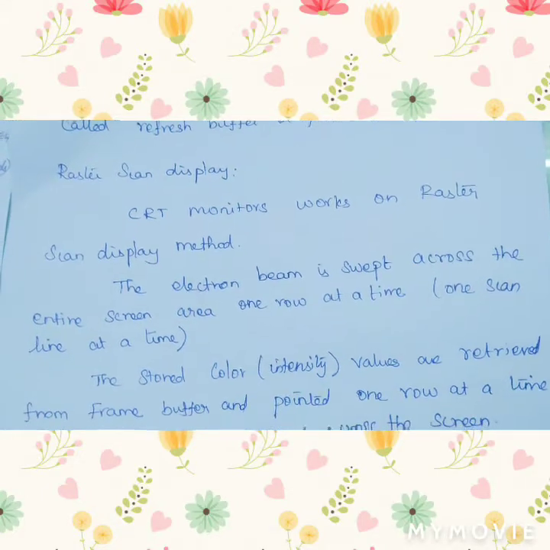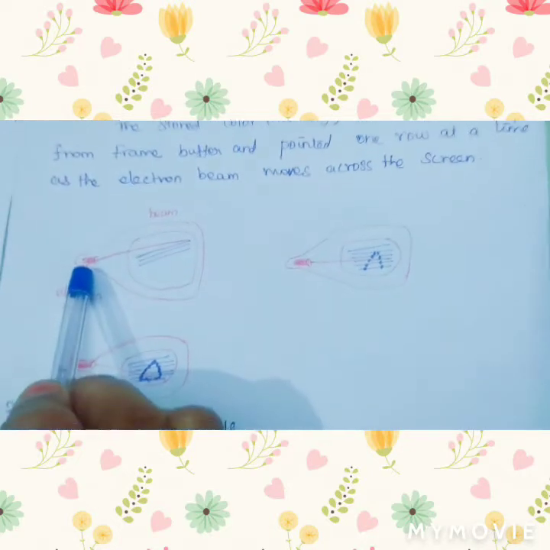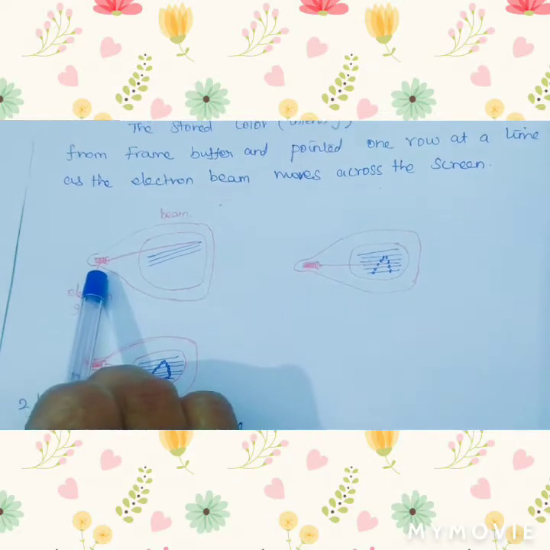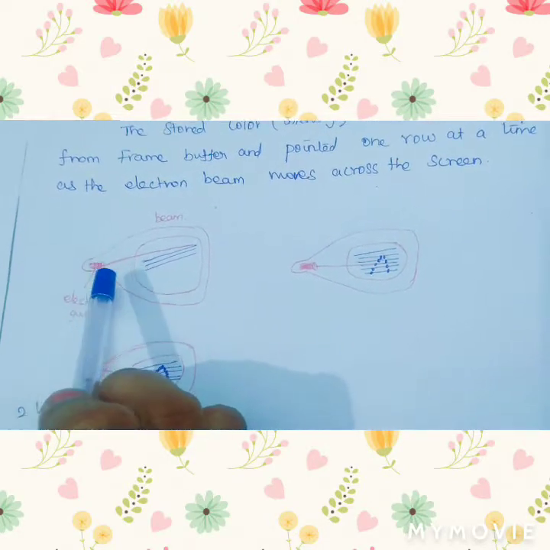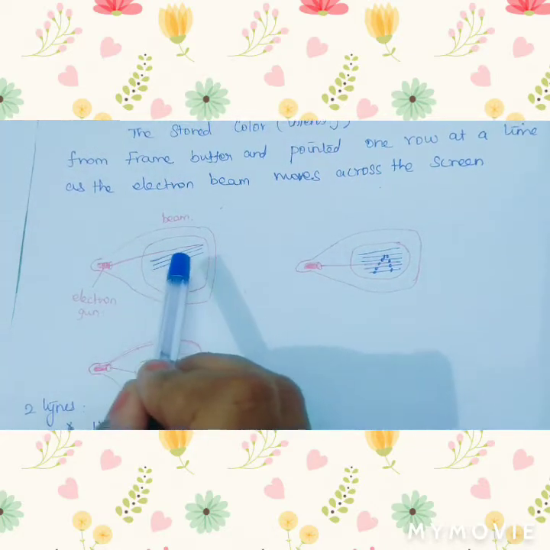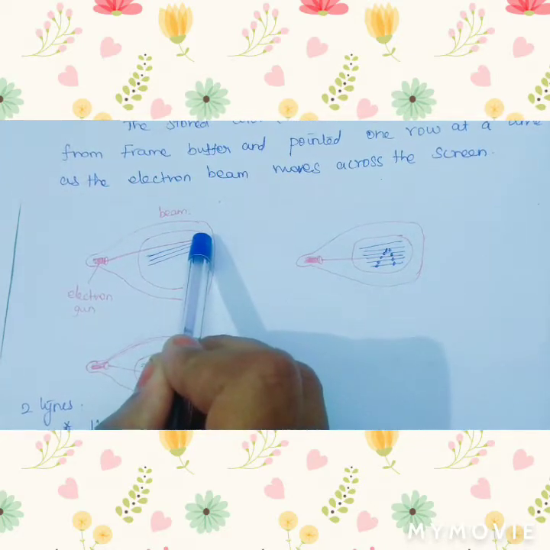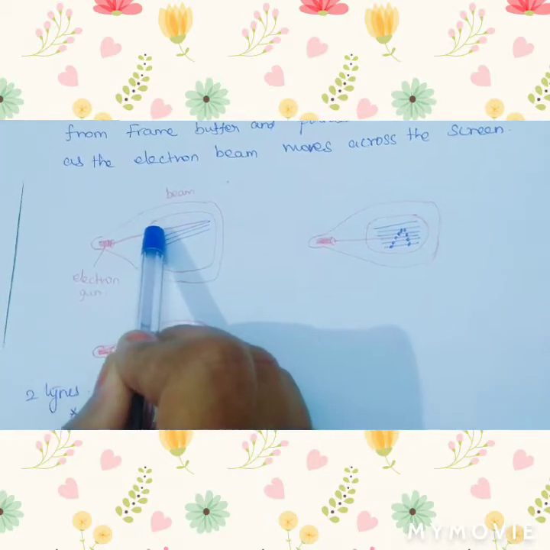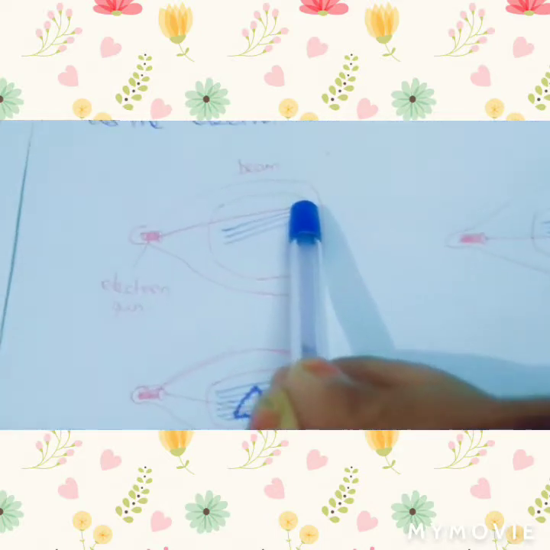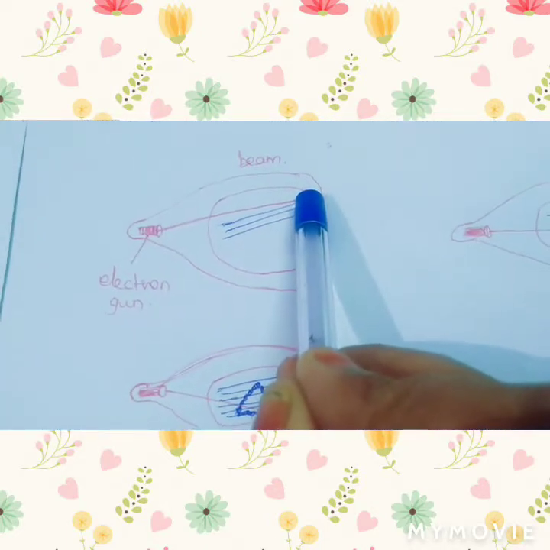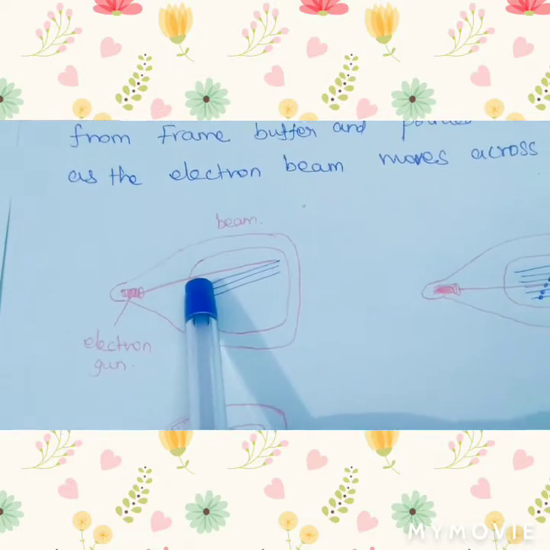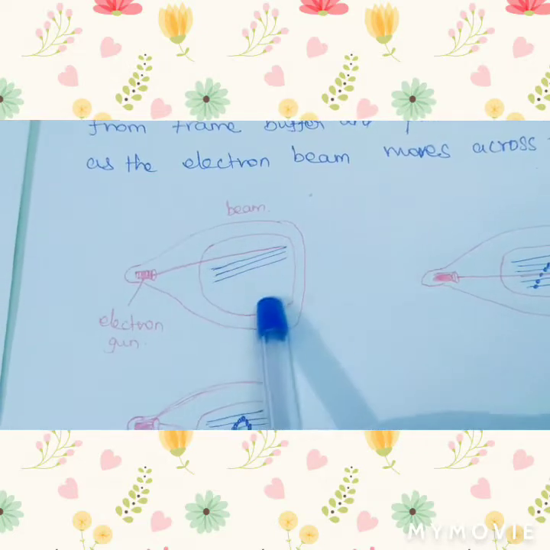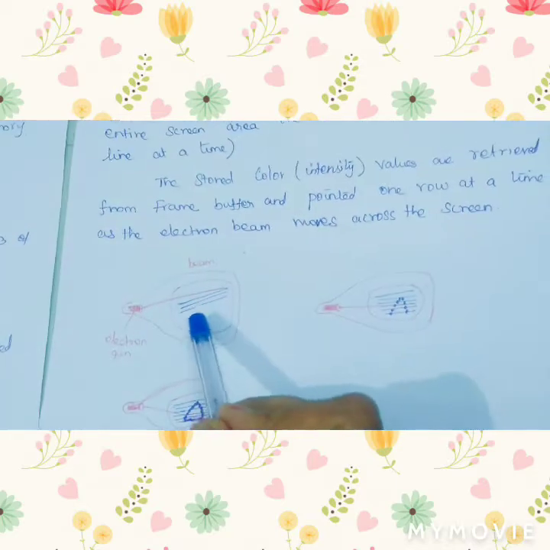For example, this is the electron beam, right? The electron beam passes across the screen from left to right. This red color line is called the electron beam. It passes the screen from left to right. This is called one scan line, right? Again it passes from left to right, right? So this complete set of scan lines is called one frame.